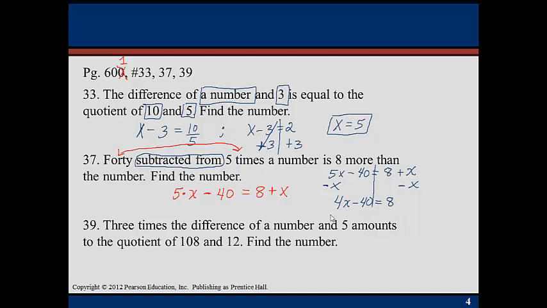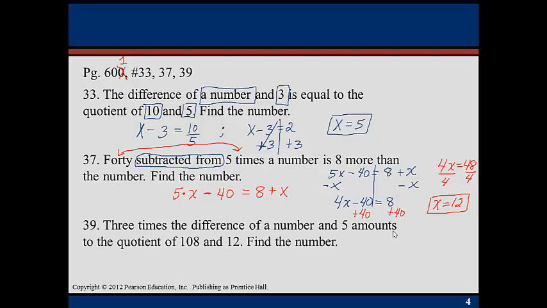Now we have x on the left side, so we need to move everything else on the left side over to the right side. The first thing we're going to move is the 40 because it's subtracting, so we're going to add 40 on both sides. And we have 4x equals 48. And then the last step is to divide by 4. So x equals 12. And of course you can check it by plugging it back into the word problem.